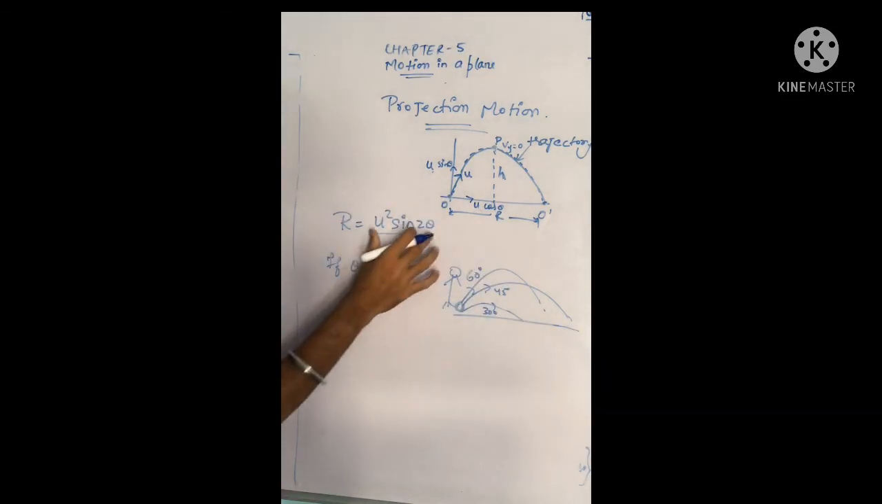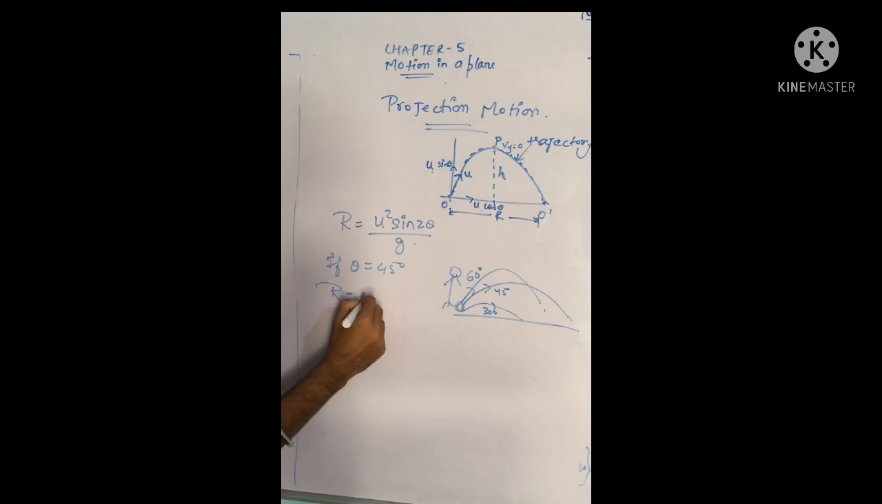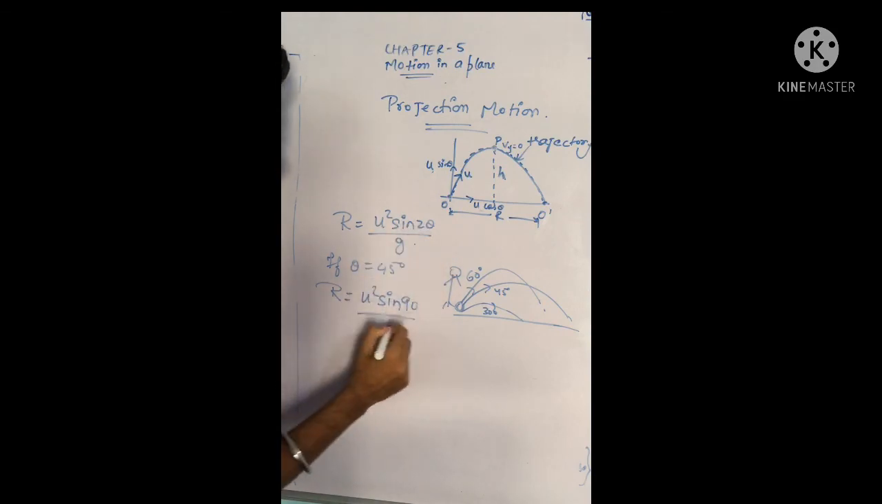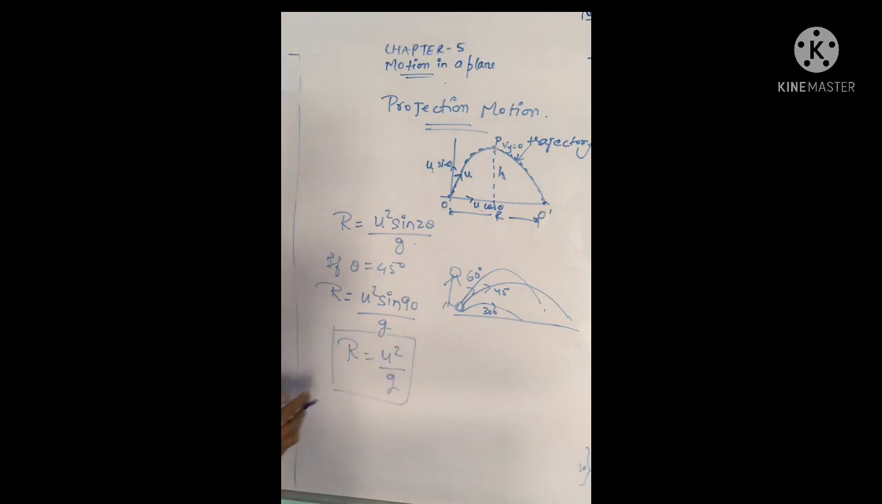So if theta is equal to 45, then what will be the range? U square sin 2 into 45, which is 90, upon g. What is sin 90? Sin 90 is 1, so we will get the final formula as R is equal to u square upon g. So to get the maximum range of a projectile, we have to use this formula, R is equal to u square upon g.